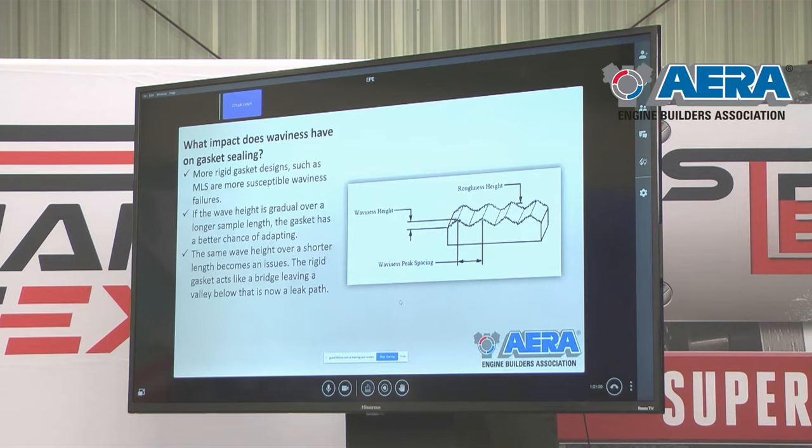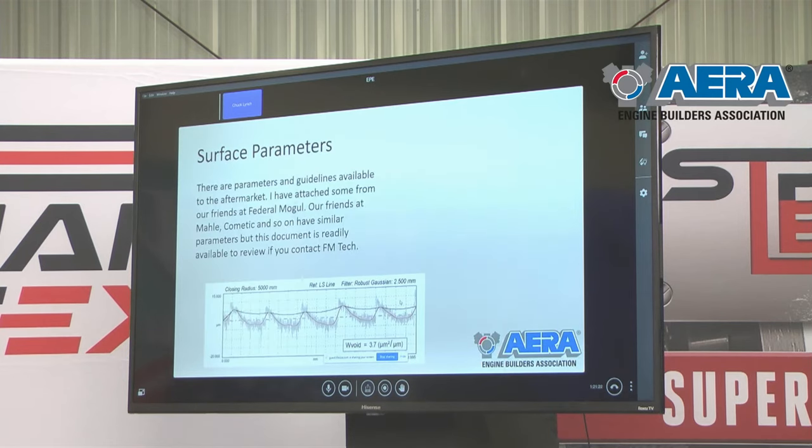So again, back to that same image, I really like this. It's a good indication of what the gasket's seeing against the surface finish. So there are parameters and guidelines available to the aftermarket. I've attached some, it's actually a bulletin from Victor Reinz, but basically everybody agrees with the surface standards, so Mahle, Cometic, and so on.